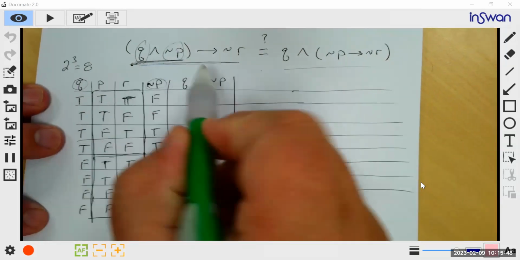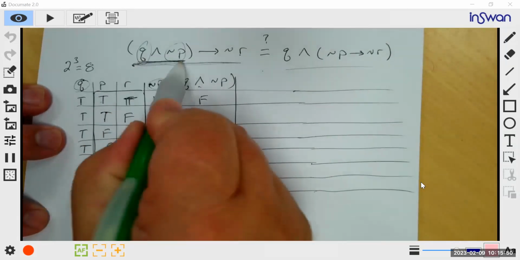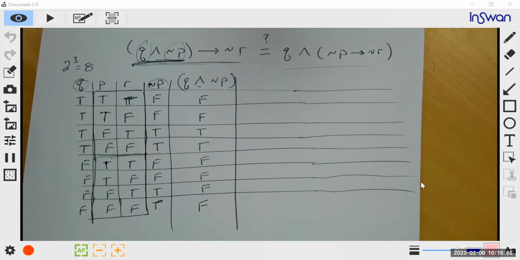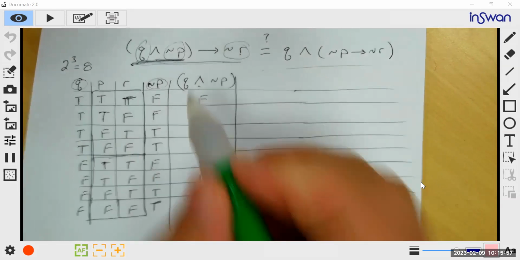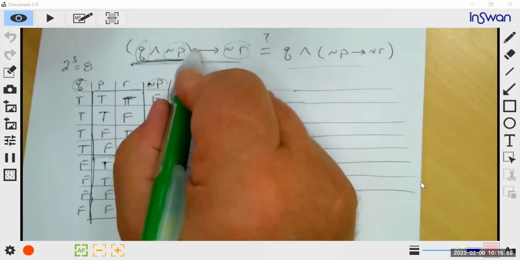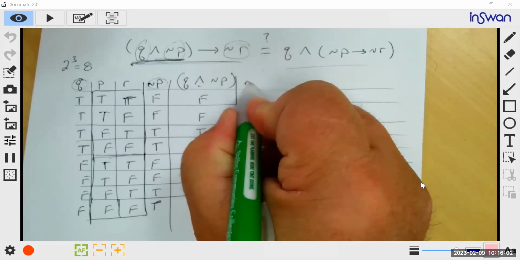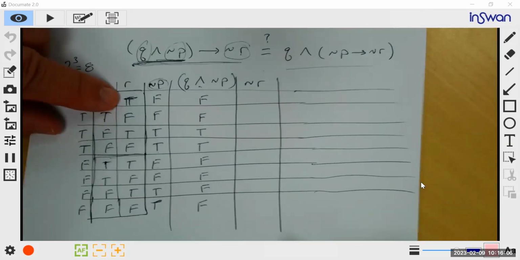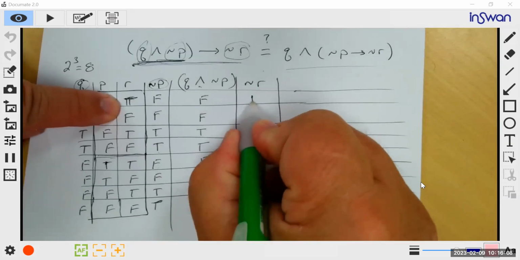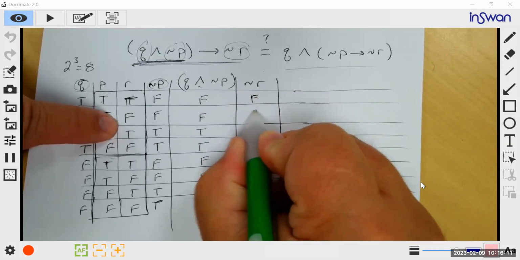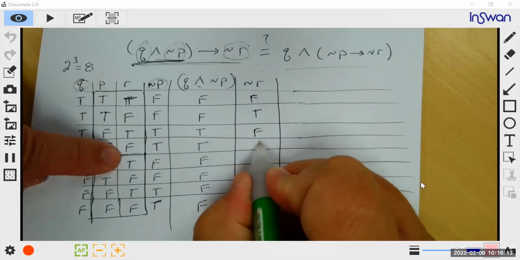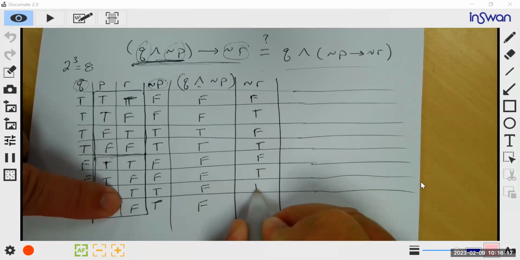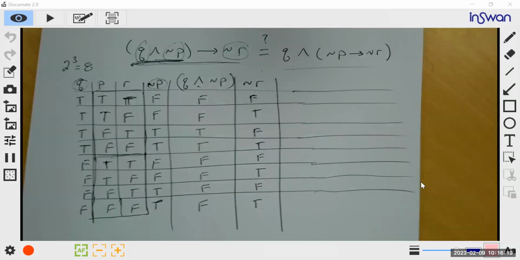So we have the parenthesis part. What else do we need? We have to find the not R. Because we can't do the if then because we don't have a not R yet. So we'll go to R. Opposite of true is false. Opposite of false is true. False, true. False, true. False, true. So it's the opposite of the R column.